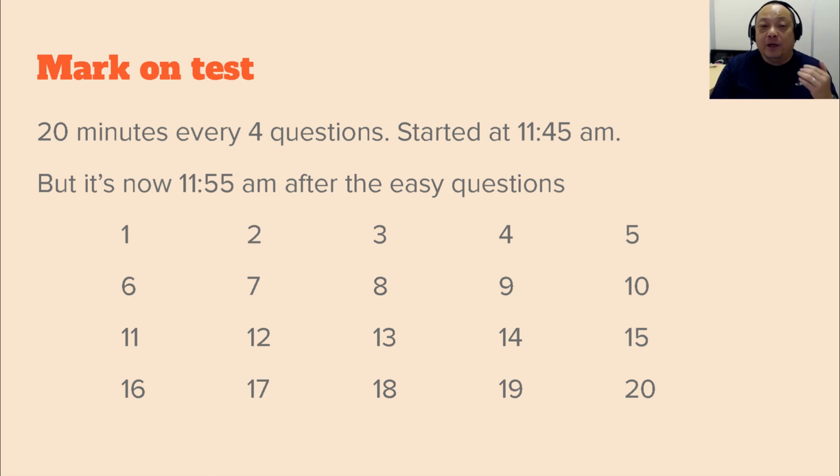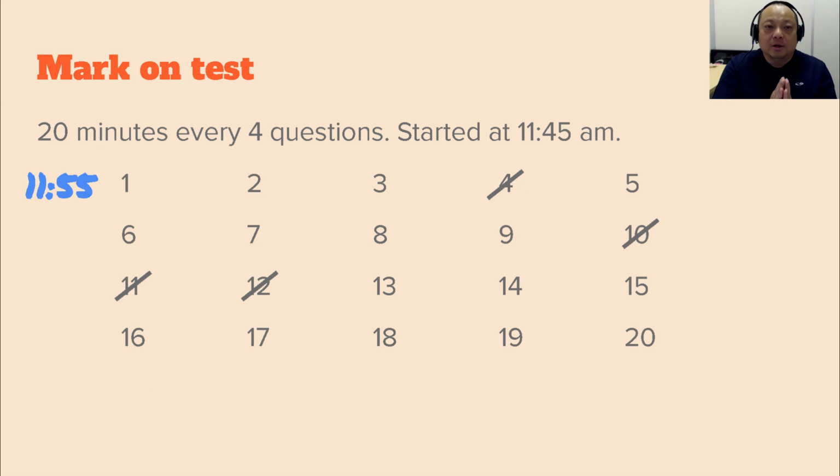Let's say I choose to count by groups of 4 questions. The test started at 11:45, but I spent 10 minutes on the easy questions, so it's now 11:55. We start marking like this. 11:55 to start. The easy questions are crossed out. Count 4 questions in 20 minutes. We're at the end of question 5 and the time target is 12:15 p.m.